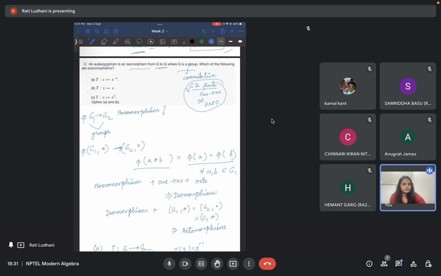Can you tell me why? If G is finite. If G is infinite, we cannot say that. Either you check one-one or onto, the other one is implied. If one-one is true, then definitely onto will be true. Or the other way around, if you take onto, then one-one will be true. Only if G is finite.